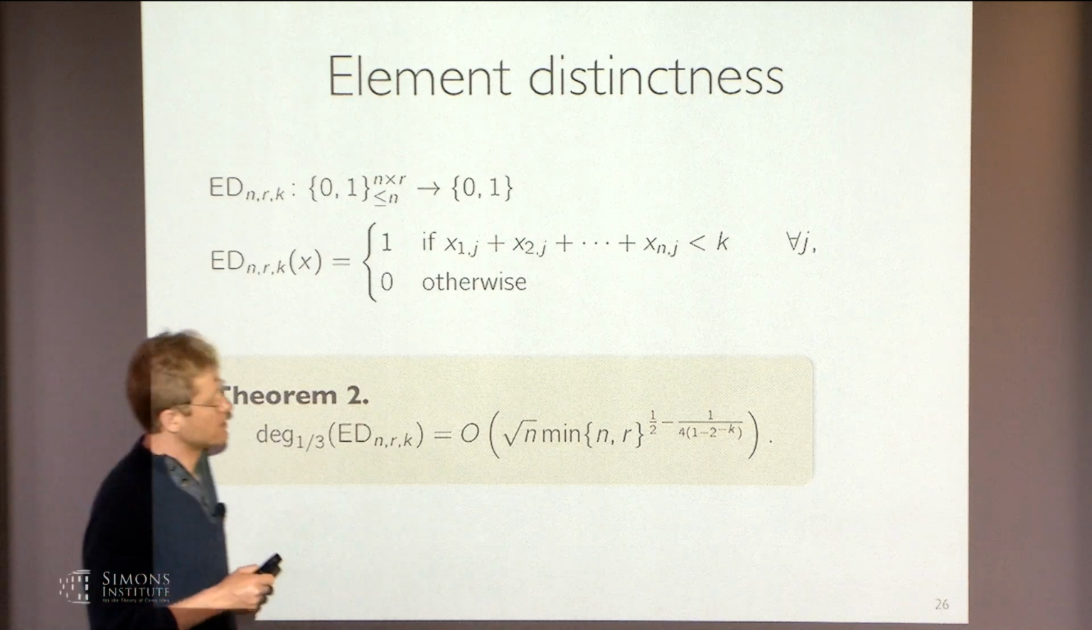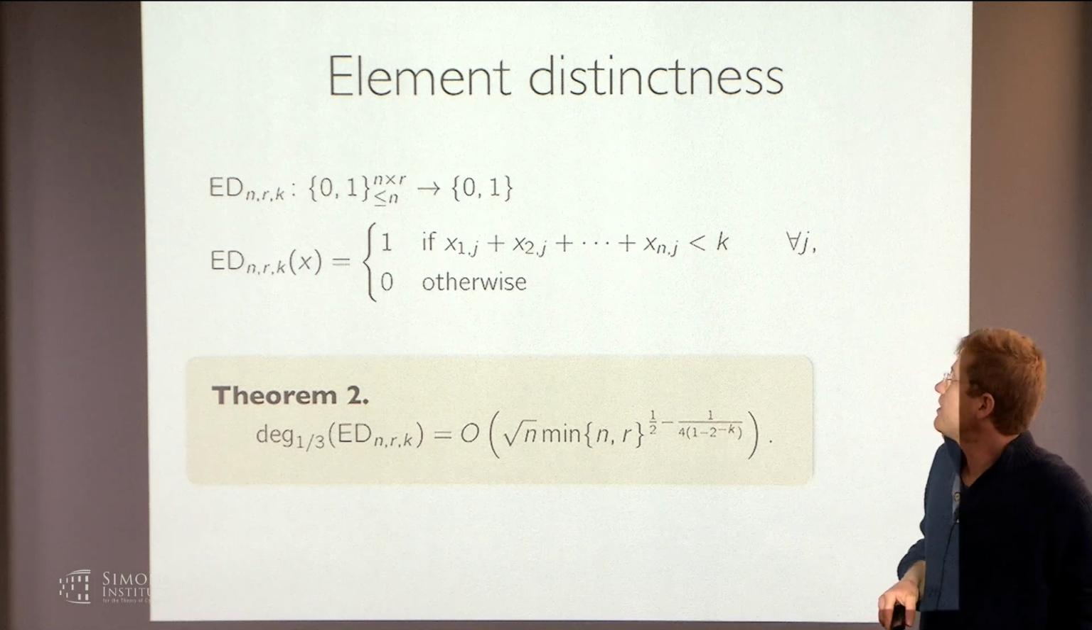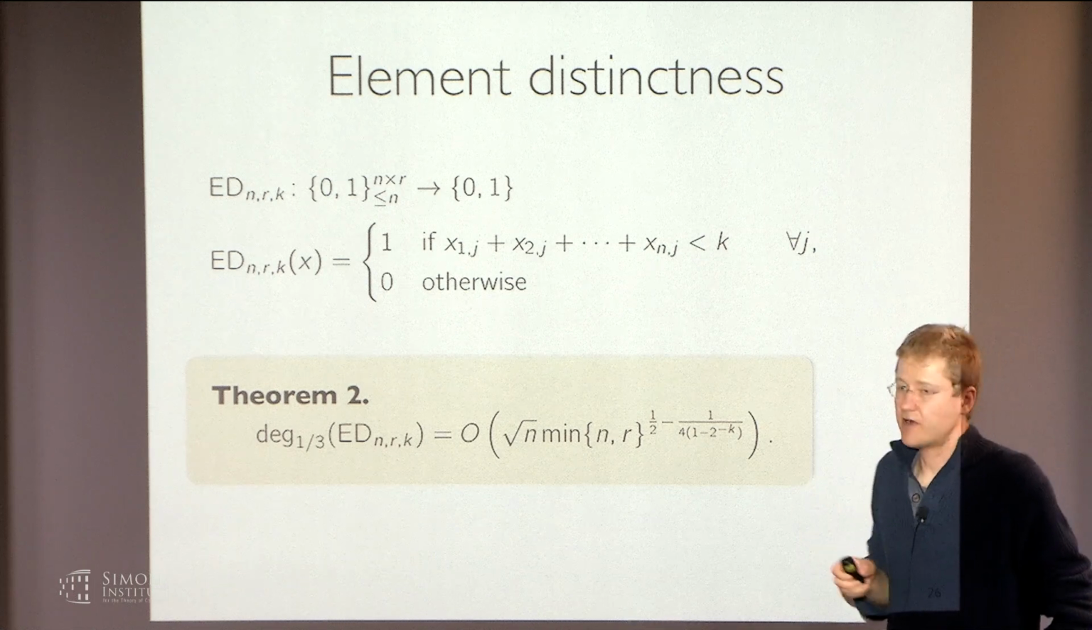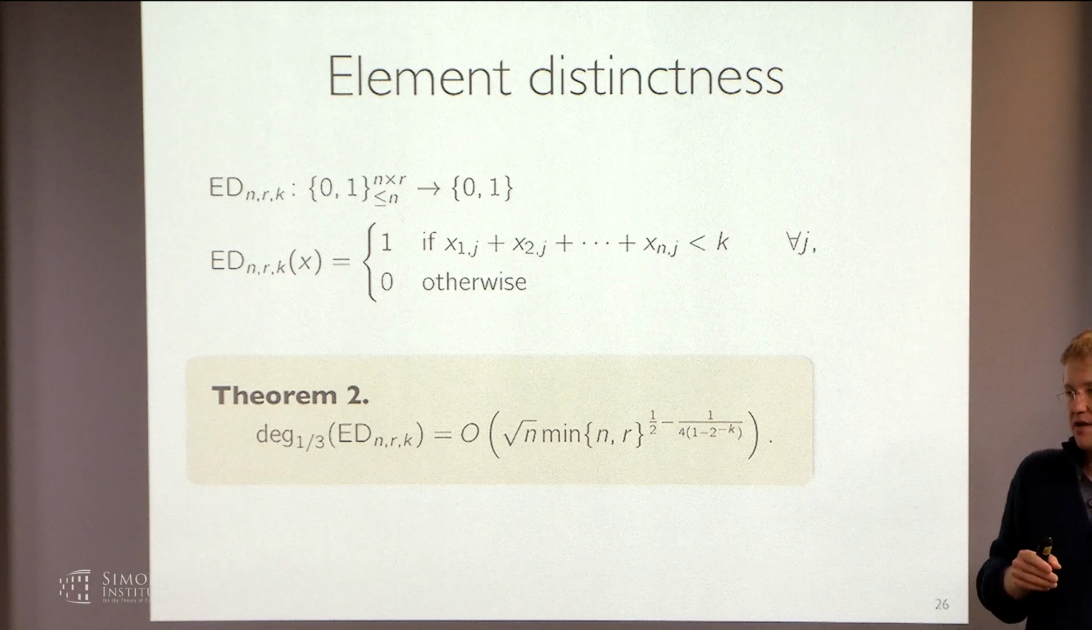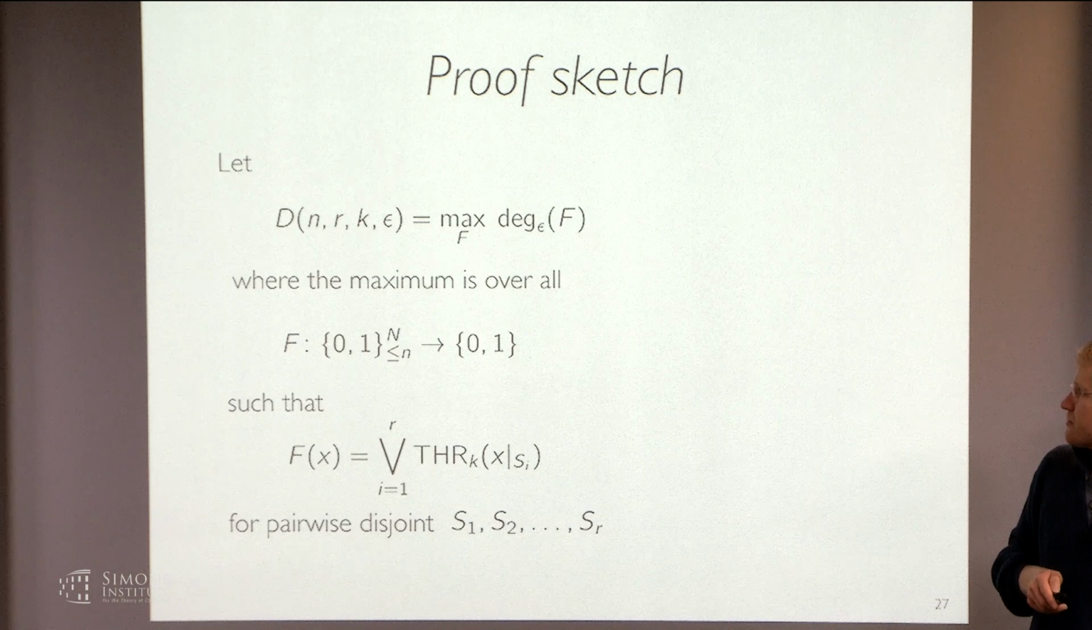Okay, and the last result I'll sketch for you is element distinctness. Here, you're given an arbitrary matrix of size n by r, and you'd like to figure out if some row has greater than k entries of 1. So this is the bound that we are aiming for.